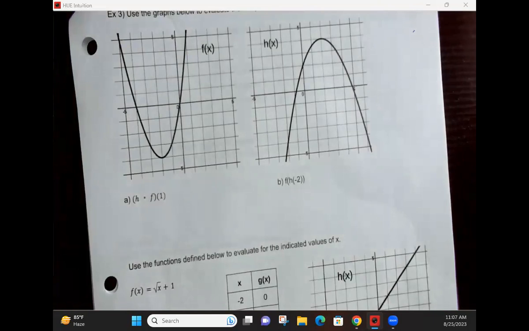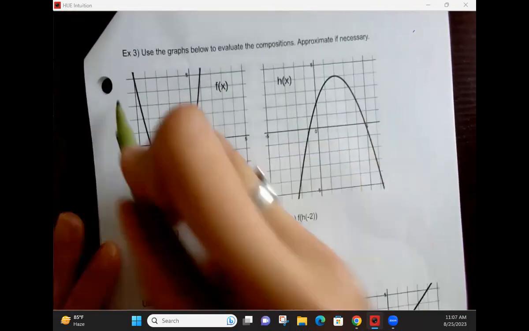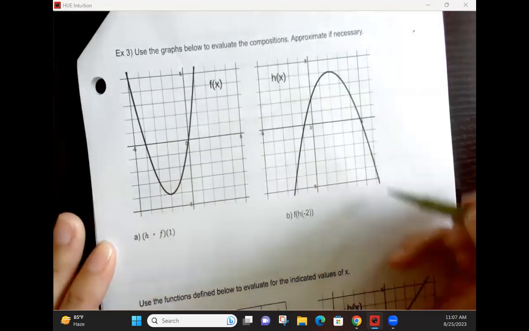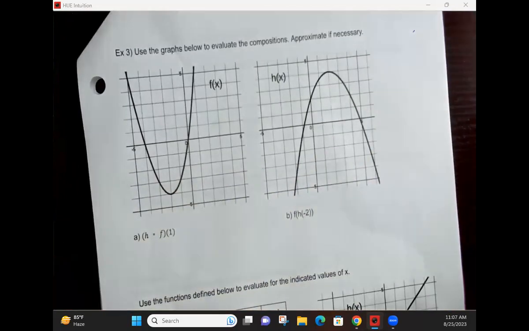So I've got 2 graphs here. F of X is this guy. H of X is this guy. And it's a composition just like we've done with our tables, right? With our functions. I'm evaluating just like we did with graphs earlier in the unit. So work from the inside out.